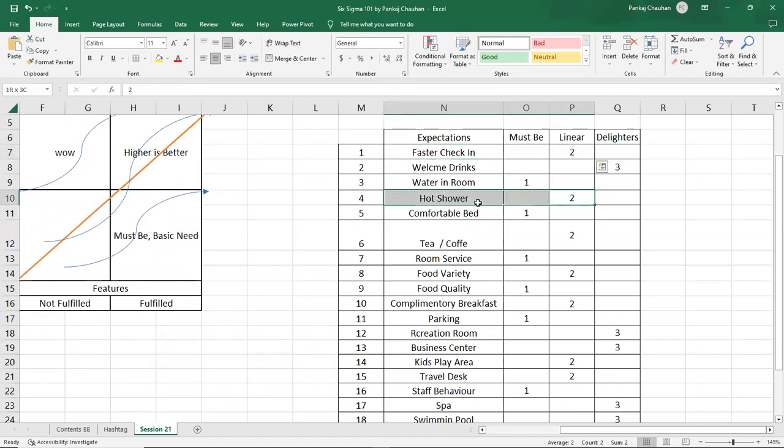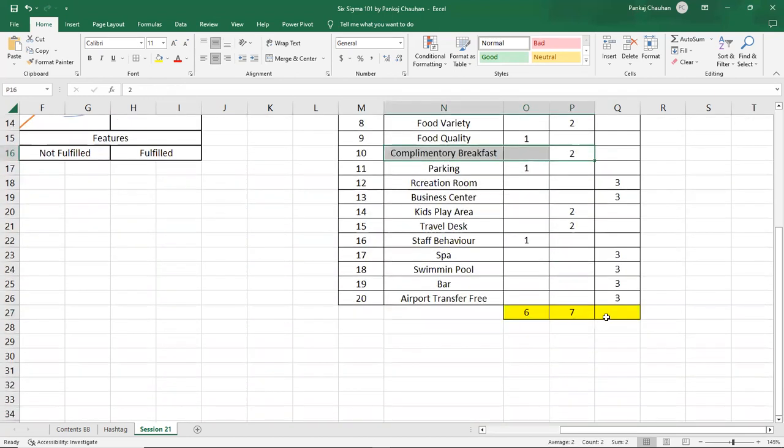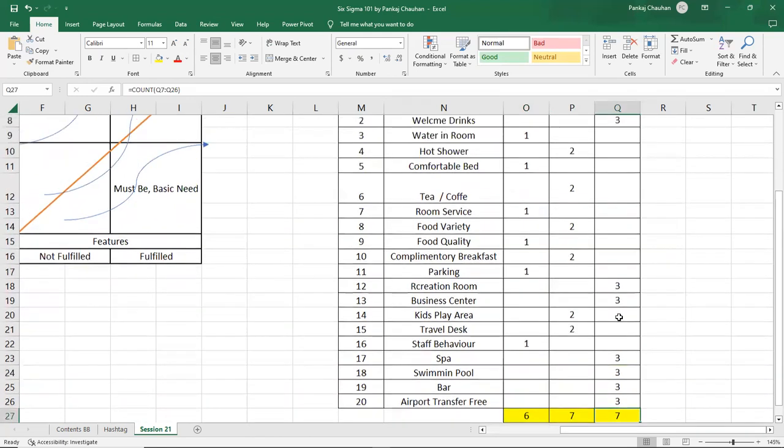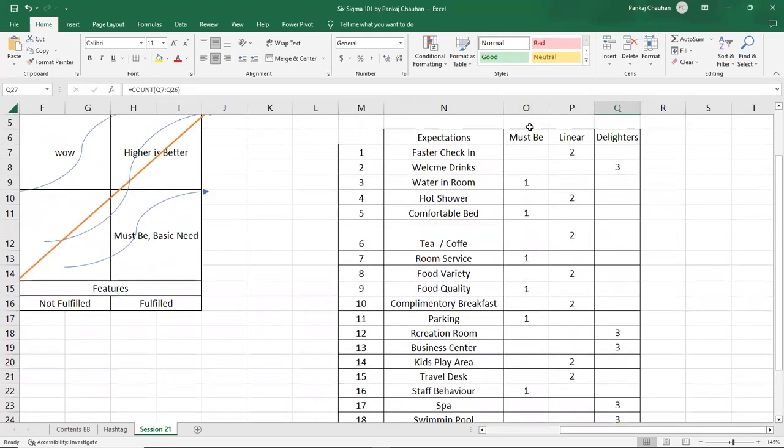Hot shower, water should always be available. Tea or coffee, give more and more variety. Food, you create more and more variety. Complimentary breakfast too with multiple options like this. Now, what is wow? These are the 7 other features, which is the wow category. So when you start a project, any project, the first priority for you is to go for the must-be. Second priority for you is to start implementing linear. And the third priority is for the delighter requirement.